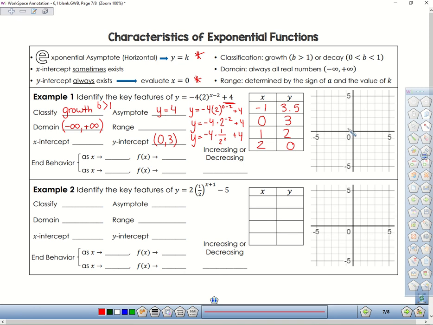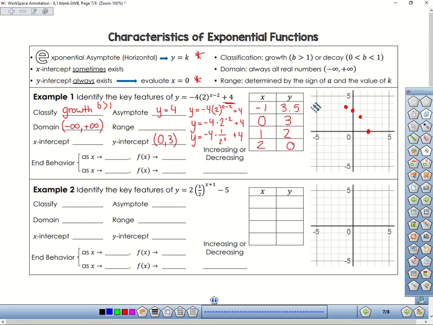So negative 1 and positive 3.5 is 1, 2, 3, and then halfway up. Wait, I did that one wrong. So yeah, this one was good. 3.5, and then this one's at 3. This one's at 2. And this one's at 0. It's like that. So you can kind of see what it looks like, but you're not going to want to graph it yet. The next thing you're going to want to graph is your horizontal asymptote.